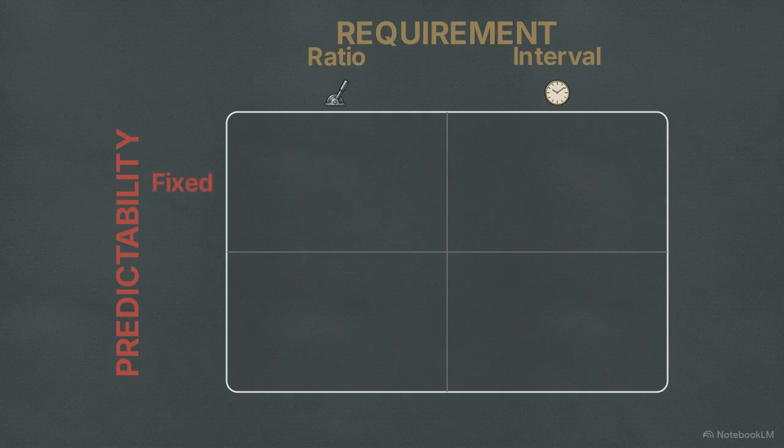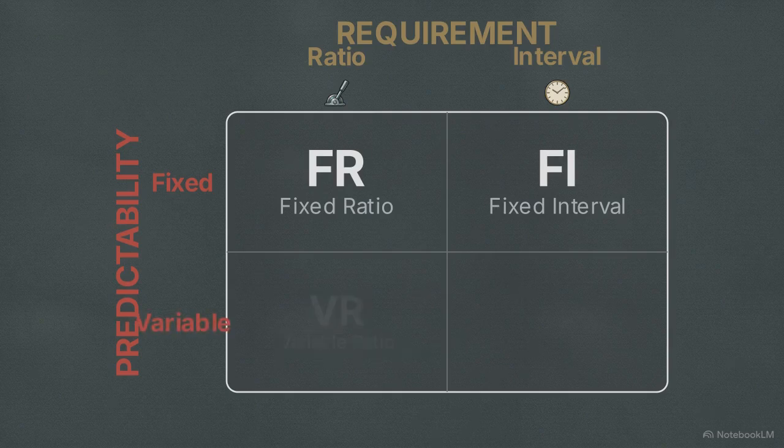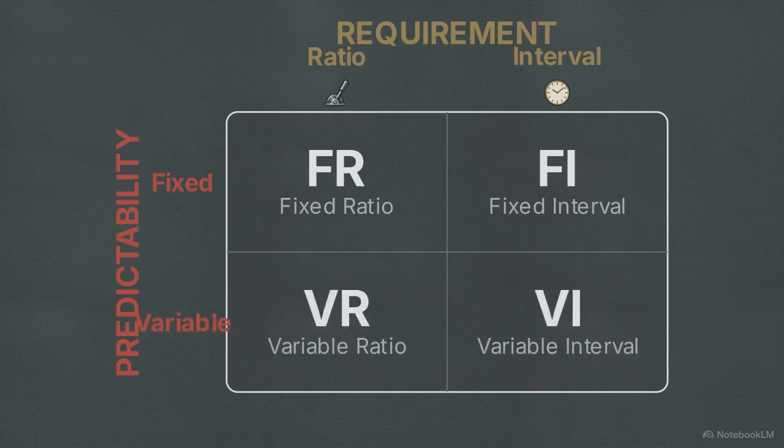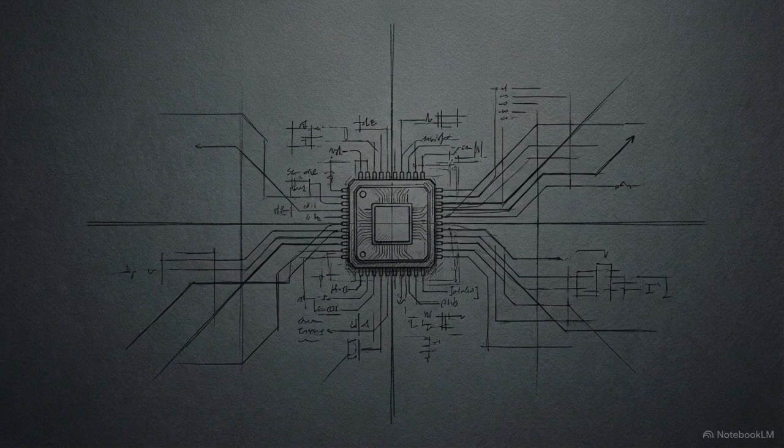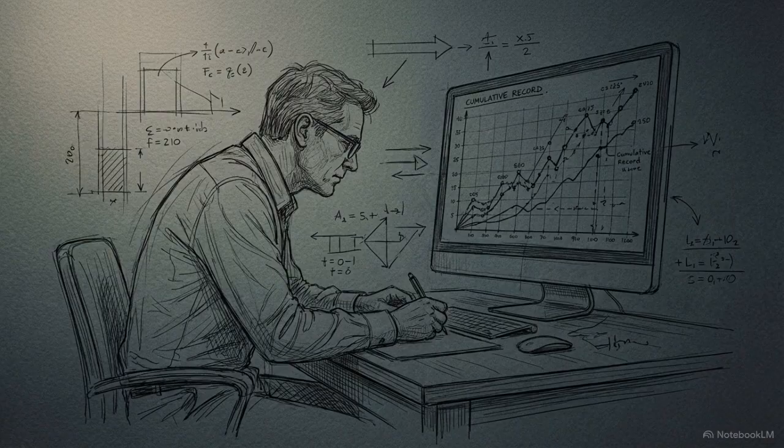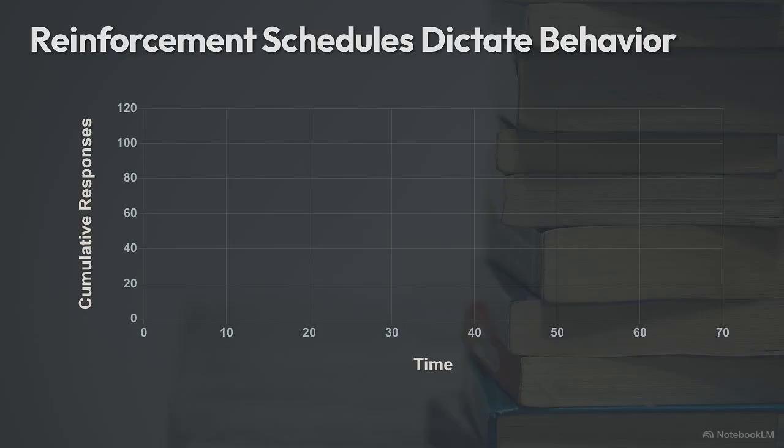The second axis dictates the predictability of that reward. A fixed schedule means the requirement remains constant, while a variable schedule means the requirement fluctuates around an average. These four variables combine to form the foundational operating system of behavioral reinforcement. Understanding these axes allows an observer to move beyond observing behavior to predicting its specific topographical pattern.